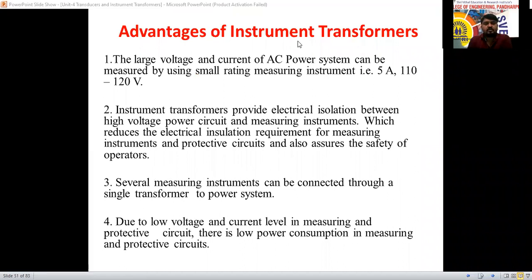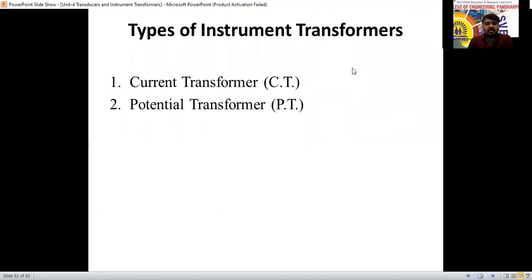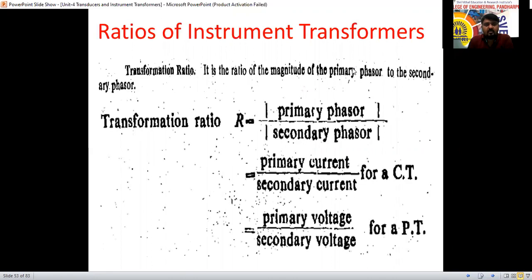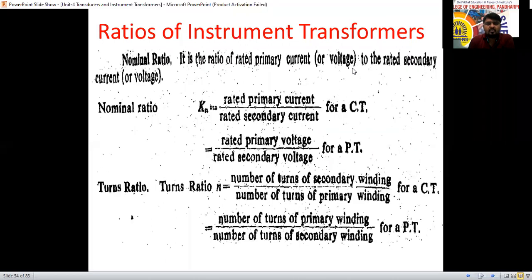So yesterday we discussed the instrument transformers. There are two types: one is the current transformer, another is the potential transformer. We discussed the transformation ratio, that is, the magnitude of the primary phasor to the secondary phasor, for both CT and PT. The nominal ratio is the rated primary to the rated secondary for both CT and PT. But the difference is in the turns ratio.